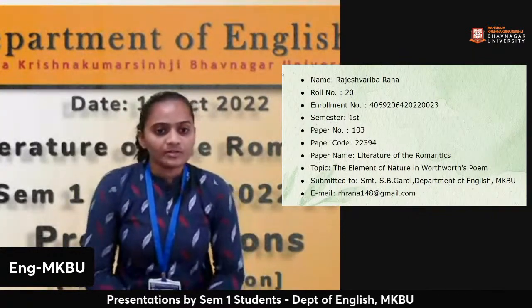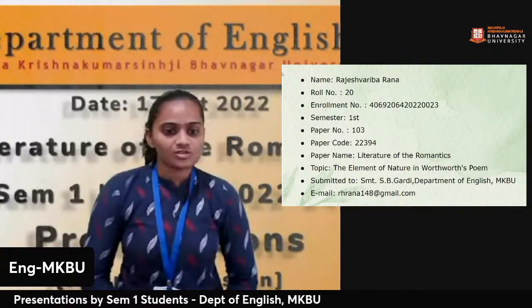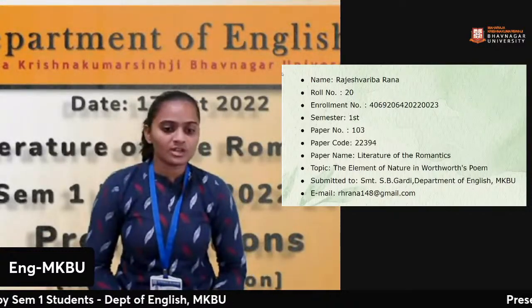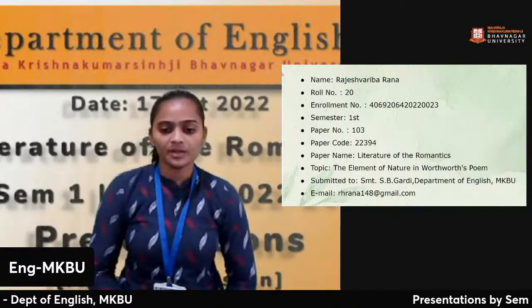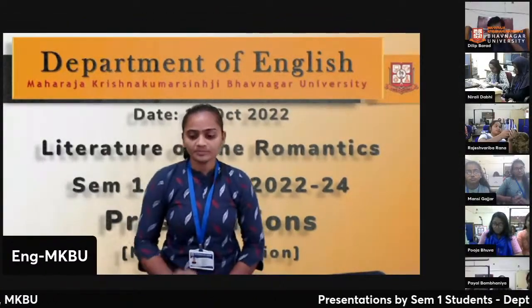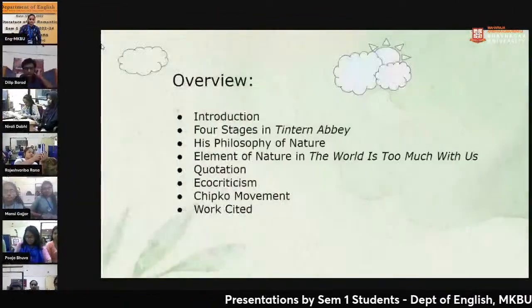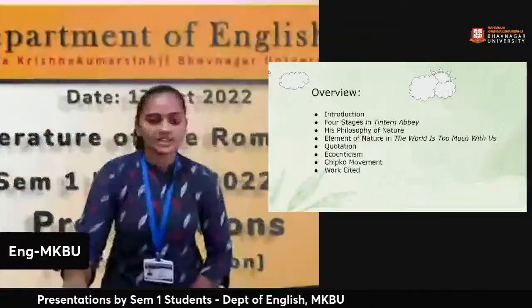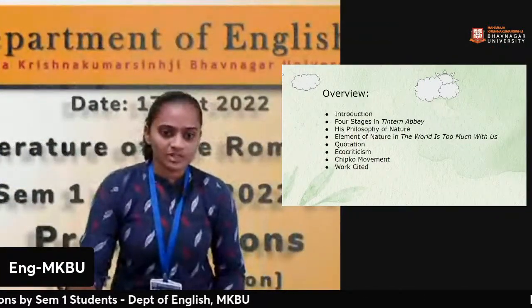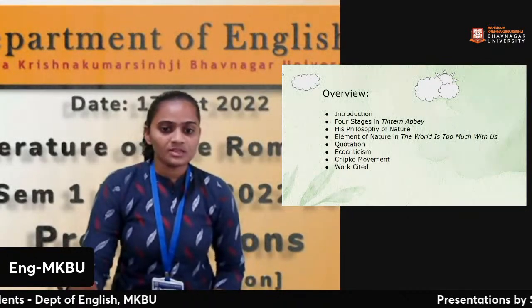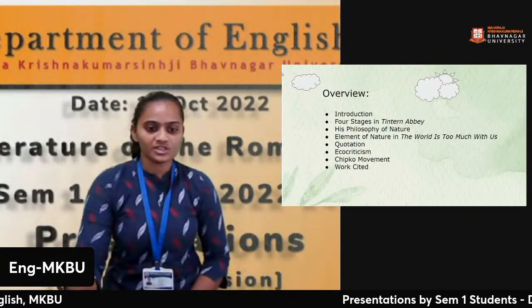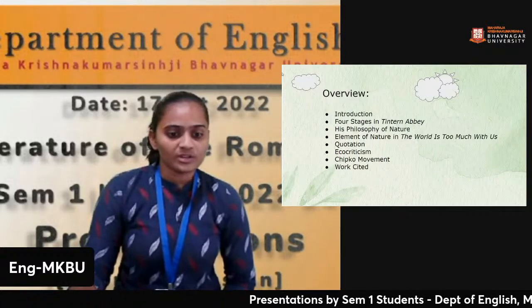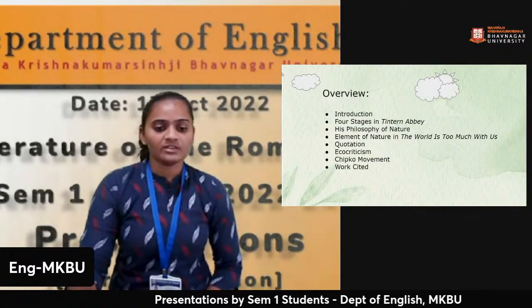Hello everyone. I am Rajeshwari. Today I am going to present on the elements of nature in Wordsworth's poetry. This is the overview of my slides: introduction, four stages in Wordsworth's poem, philosophy of nature, elements of nature, quotation, eco-criticism and the Chipko movement, and then works cited.